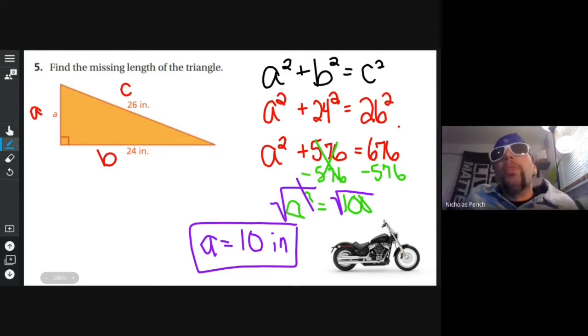Pretty easy. Pythagorean Theorem. Ain't no joke. You're just going to have to know it for this test. Okay?